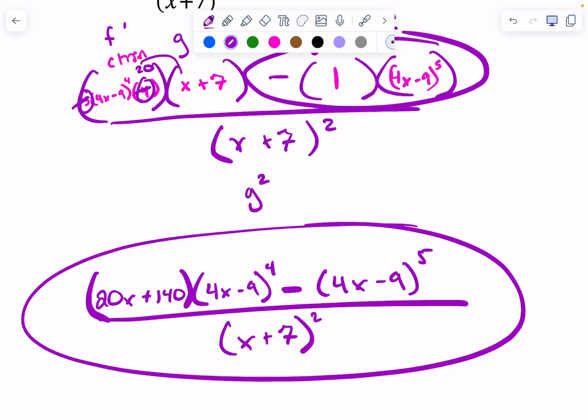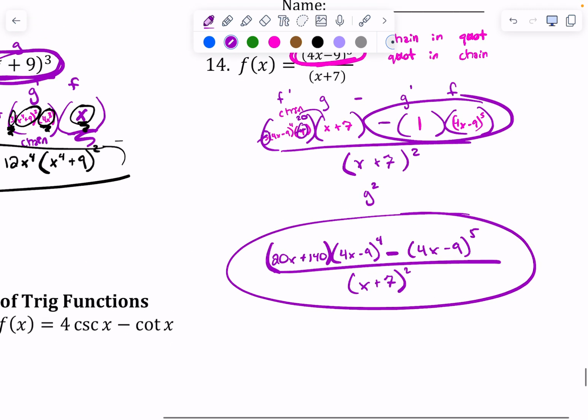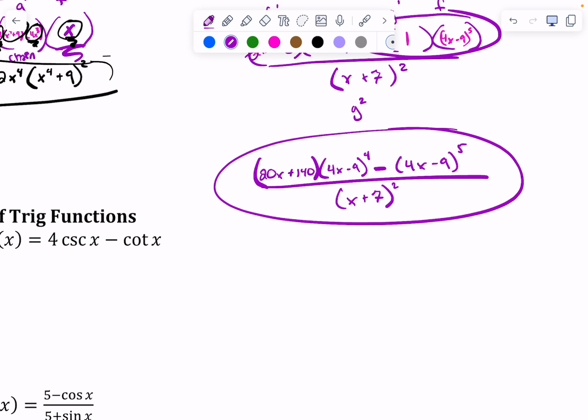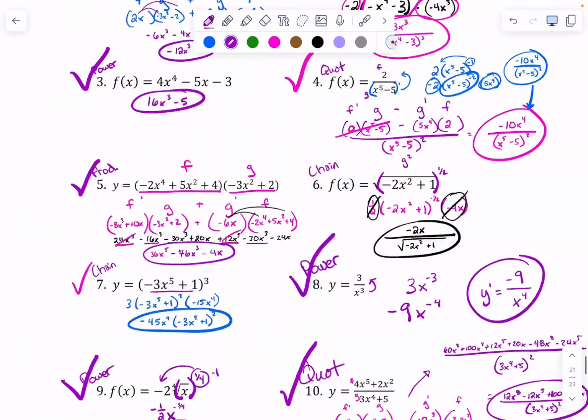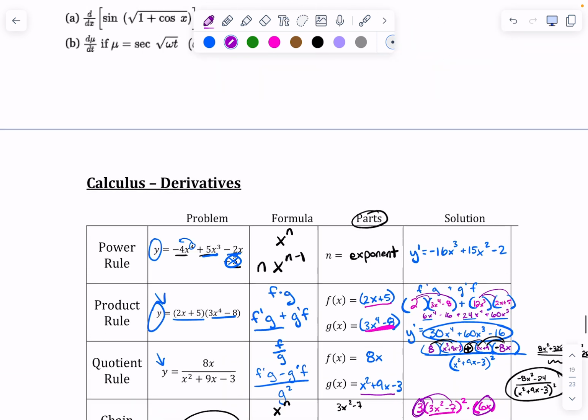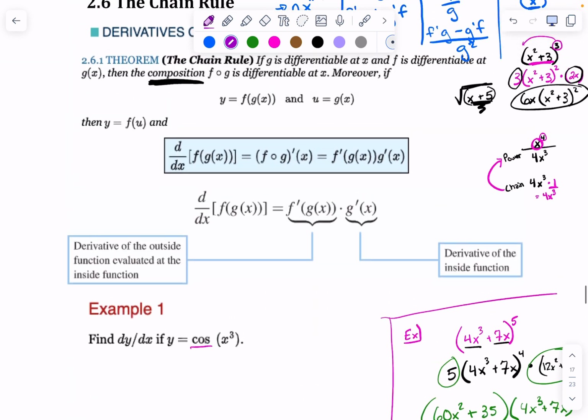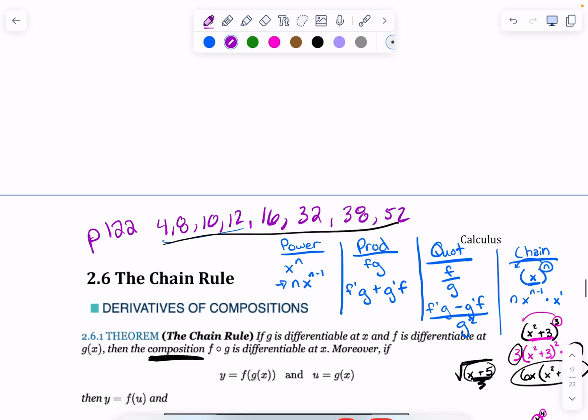You could do more than that, I'm not going to. The purpose of the problem is to take the derivative. The purpose of the problem is not to kill yourself trying to foil. Got it? Good? Did you guys do any of the chain rule problems on 2-6?